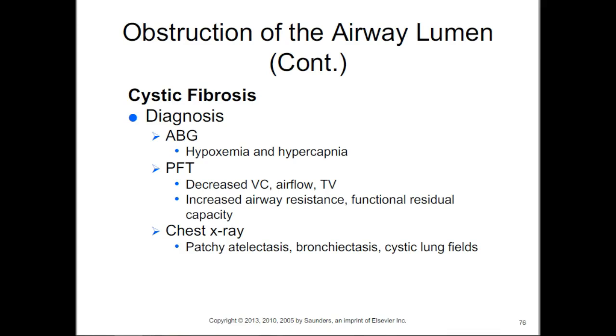So hypoxic, right? Hypoxemia in the blood and hypercapnia. And you'll see that in the ABG. In the pulmonary function test, a decreased vital capacity and even tidal volume, and then affected airflow, increased airway resistance and increased functional residual capacity. The chest x-ray shows patchy atelectasis. You might see bronchiectasis and cystic lung fields, which are areas where there's an accumulation of lots of mucus.